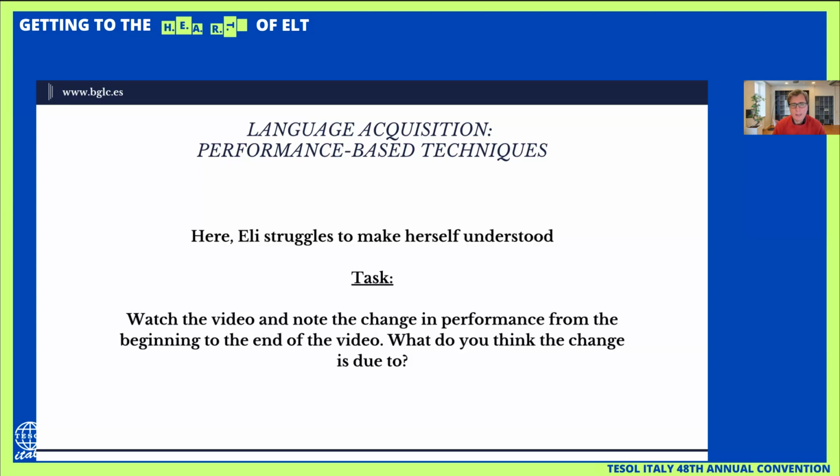So here, Ellie struggles to make herself understood. We will all be very familiar with that situation. I've given you a little task here. Watch the video and note the change in performance from the beginning to the end of the video. What do you think the change is due to? Okay, that's the idea. So I'm going to show you a video. It's not very long. Just watch the video and have a think. If you'd like to put something in the chat, by all means, you can do. But just have a little think about what influences this change in performance from the beginning to the end of the video. Okay, here we go.